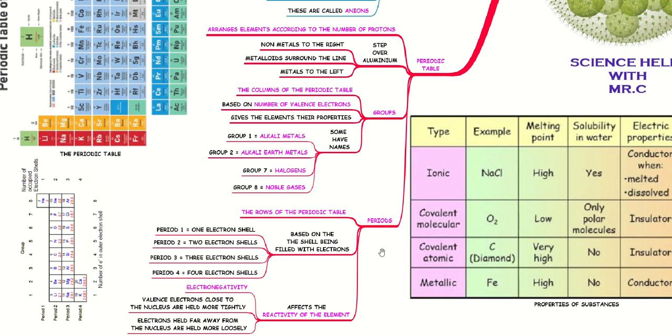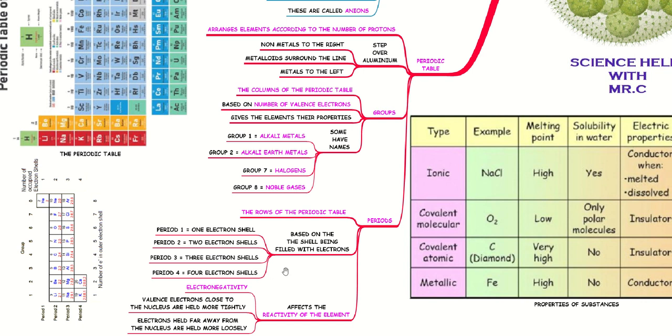Then we come to the periods. The periods are the rows, or the numbers of electron shells. So if you're in the first row, being hydrogen and helium, you've only got one shell that can fit up to 2 electrons. Then the next row down, you have 2 electron shells. Now the next row down, you've got 3 electron shells, and then the fourth row down, you've got 4 electron shells, and so on.